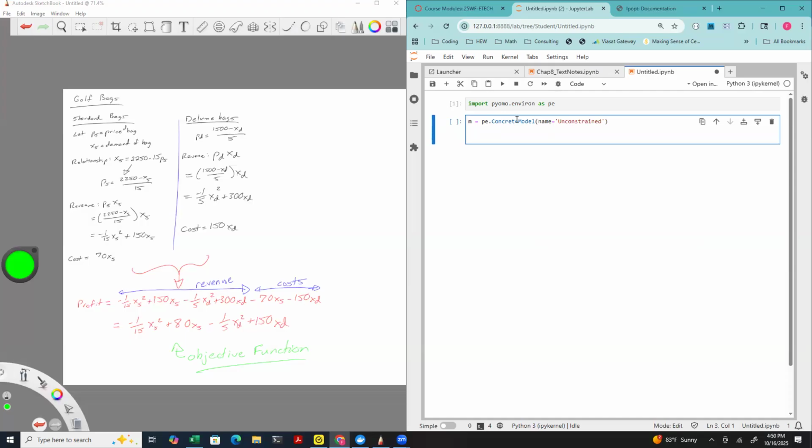I'll just create a concrete model in Pyomo like I have been doing. m.x_s will be a variable for us. Again, it'll be non-negative reals. Same thing we've done before. m.x_d, another variable, again with the domain of pe.NonNegativeReals.